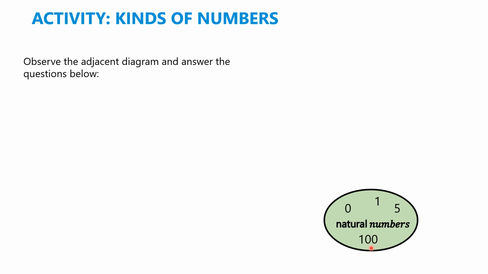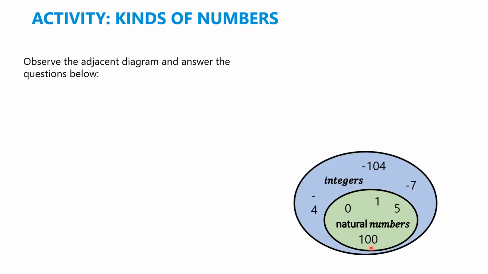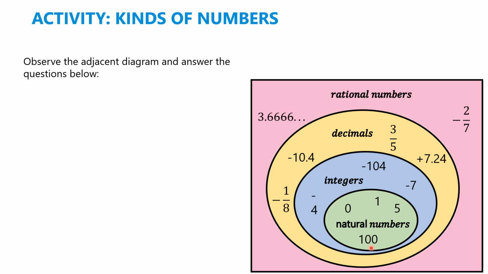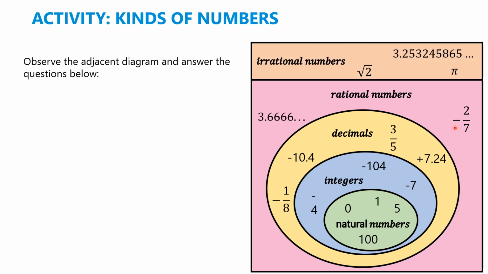Natural numbers are like counting numbers 0, 1, 2, 3, 4, 5, and so on. Integers are all the positive and negative numbers. Decimal numbers are numbers with a decimal point. These are called rational numbers. Another one, irrational numbers. These are called irrational numbers. All these numbers are called real numbers. This is the title of our lesson.